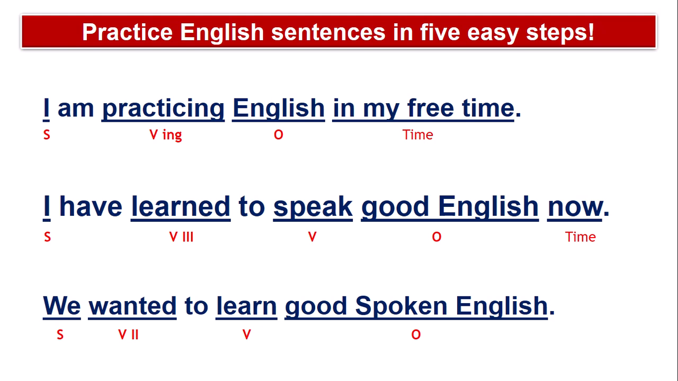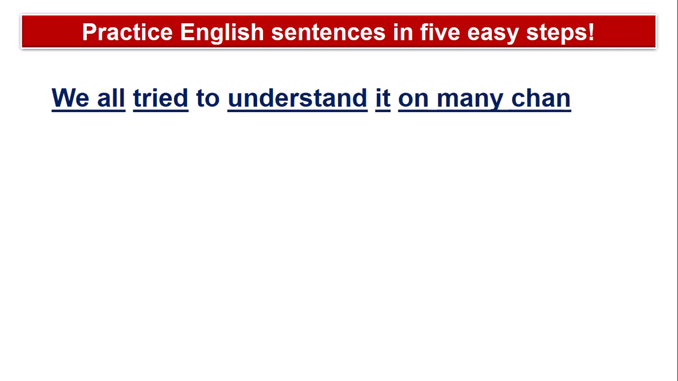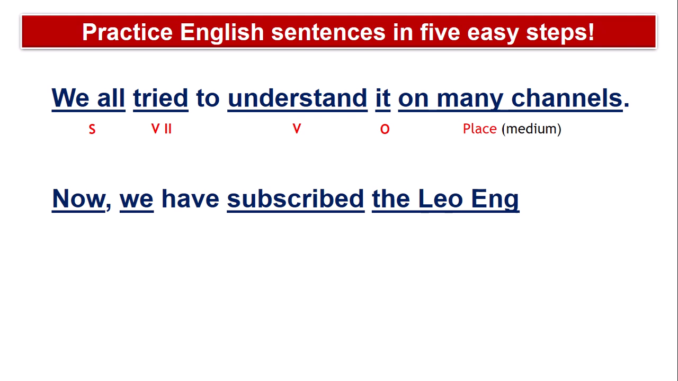So let's move on to the next screen for more practice sentences. We all try to understand spoken English skills on many channels. Here we also have 2 verbs, try and understand, so verb 2 and verb simple. We all is the subject for us, spoken English skills is the object, and on many channels is our medium, right?